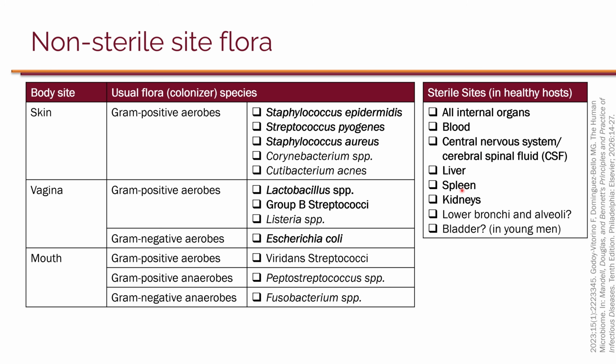In fact, the liver and the spleen have a role in clearing the blood and catching organisms. If bacteria make their way into the blood, the liver and the spleen have a role in clearing them. The kidneys are supposed to be sterile, and the lower bronchi and alveoli are considered sterile. And there's a question mark here. It's a matter of how deep you go into the lungs, because there is a lung microbiome. So it's a matter of how deep you go into the lung.